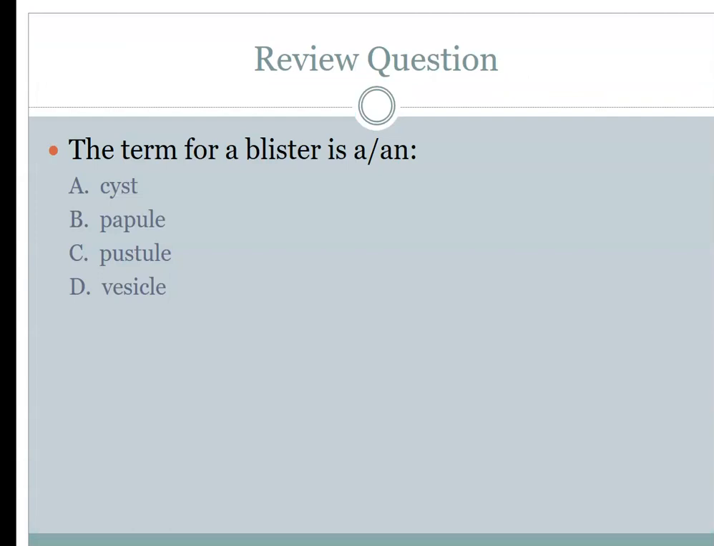Okay, review question. The term for blister is a cyst, papule, pustule, or vesicle. The answer for this one would be vesicle. If it's a larger vesicle, it would be the bulla.